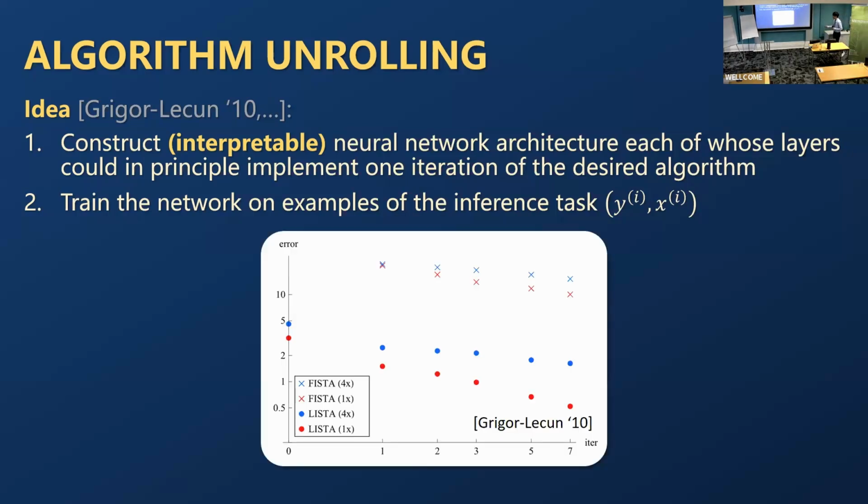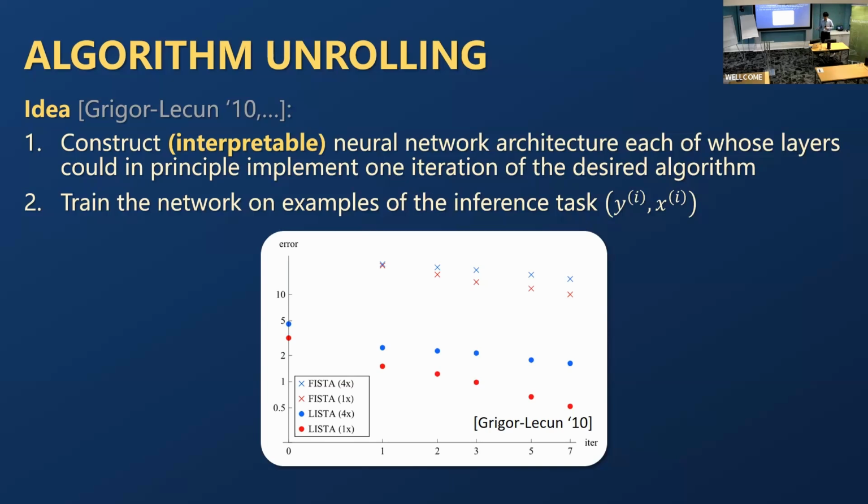So there's some early plot from their paper where they show that by learning the parameters, even though the architecture was set up to match, let's say, ISTA, or in this case, FISTA, the learned algorithm ends up outperforming the vanilla algorithm that it was inspired by. So this suggests that algorithm unrolling is doing something interesting.